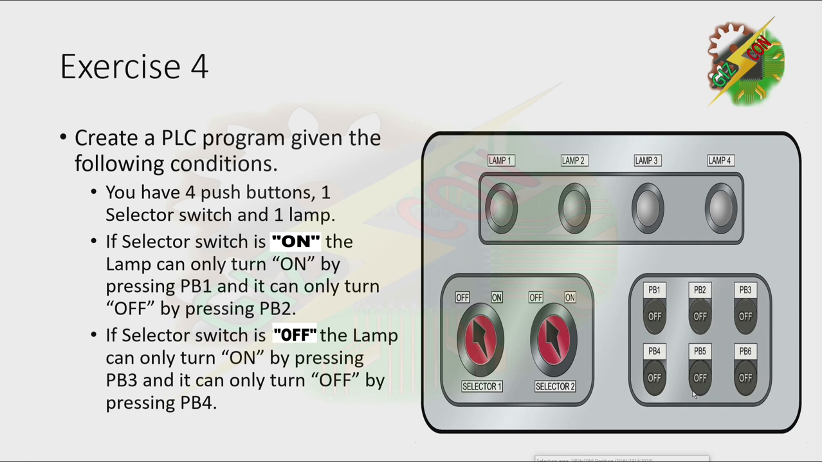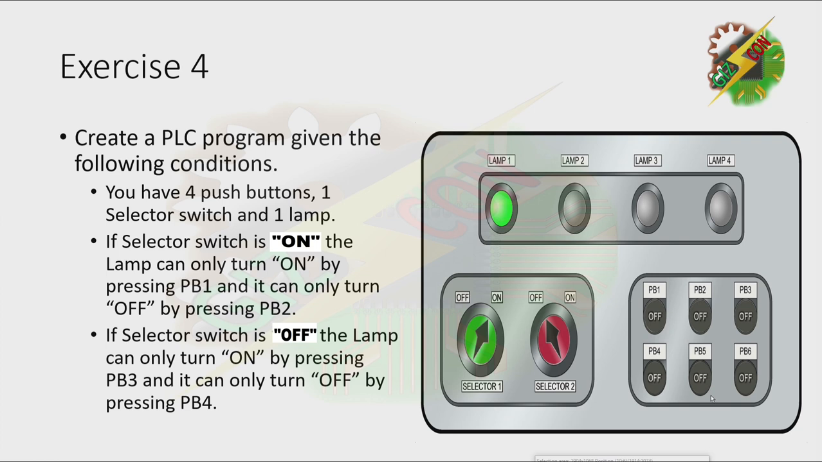Then, let's turn off the selector switch. Let's press PB1. Nothing will happen. Let's press PB3. Lamp 1 will turn on. Then let's press PB2. Nothing will happen. Then let's press PB4. The lamp turns off. Now let's press PB3 again. The lamp will turn on.